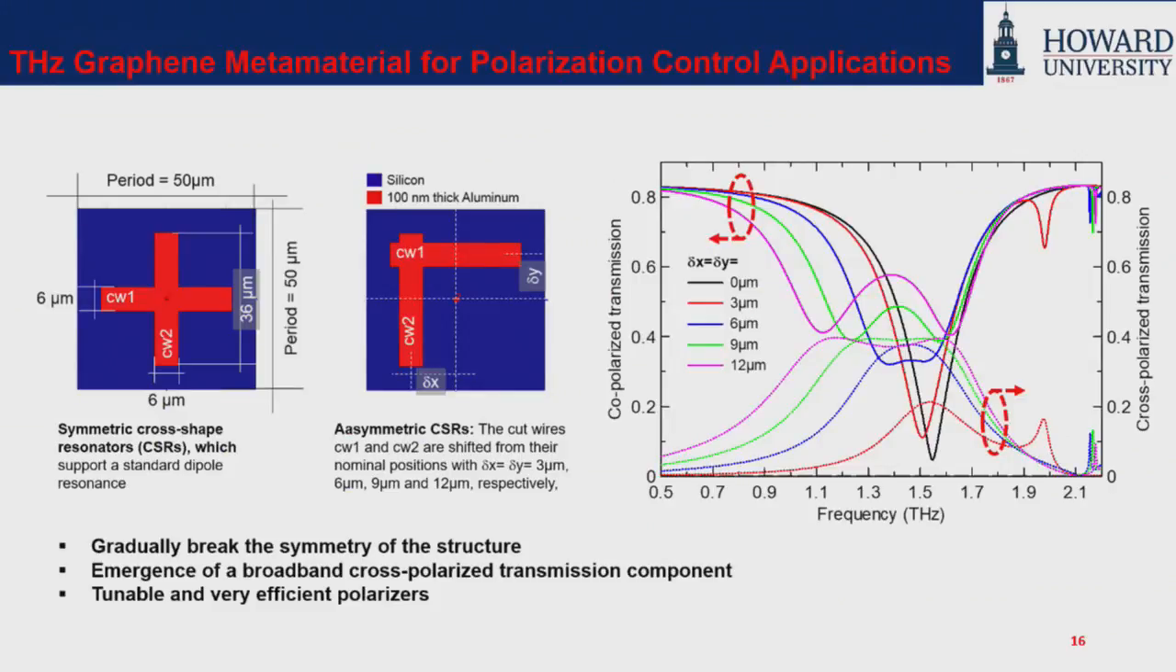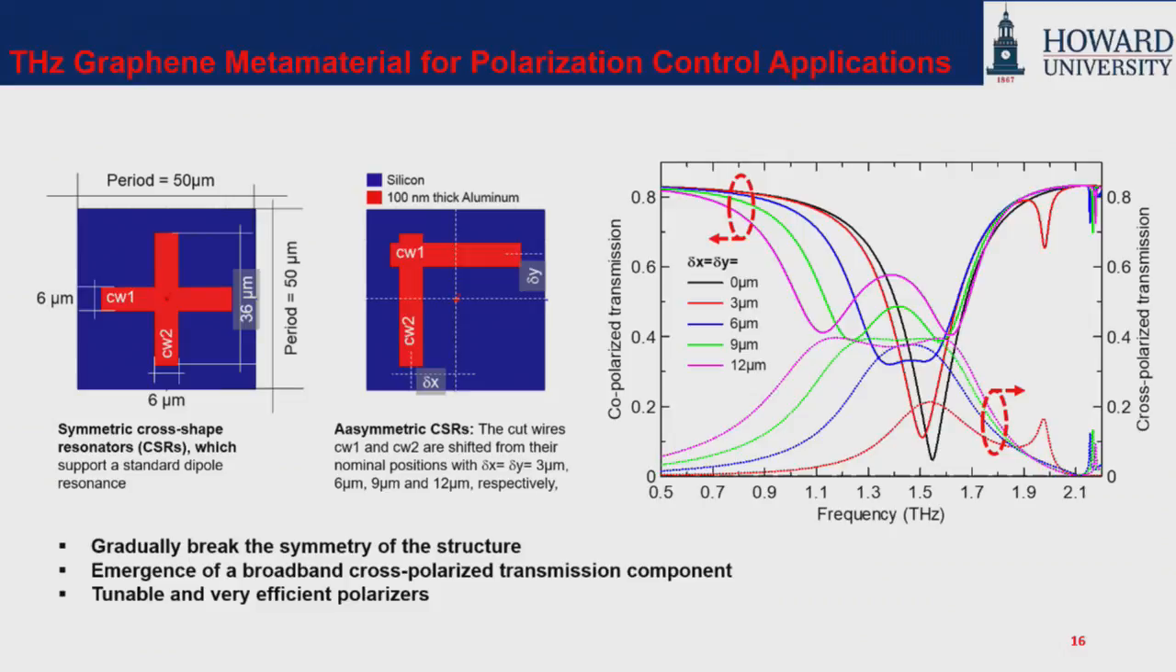I would like to show you here an example of a simulation work that we are currently working on. The structure is based on a symmetric cross-shape resonator, which exhibits a standard dipole resonance, the black curve here. This is the transmission coefficient of the structure, which depends on the frequency between 0.5 and 2.1 terahertz. We have two different kinds of transmission, co-polarized transmission and cross-polarized transmission.